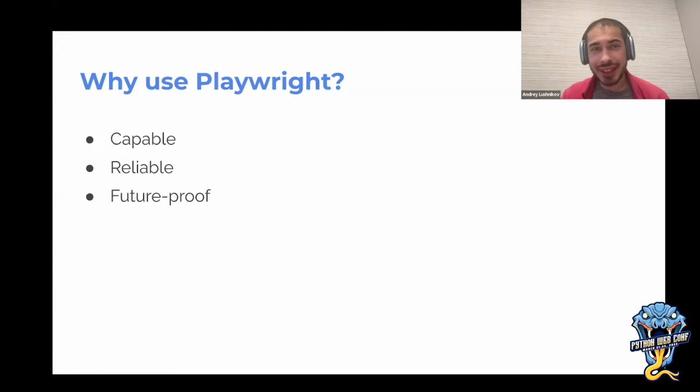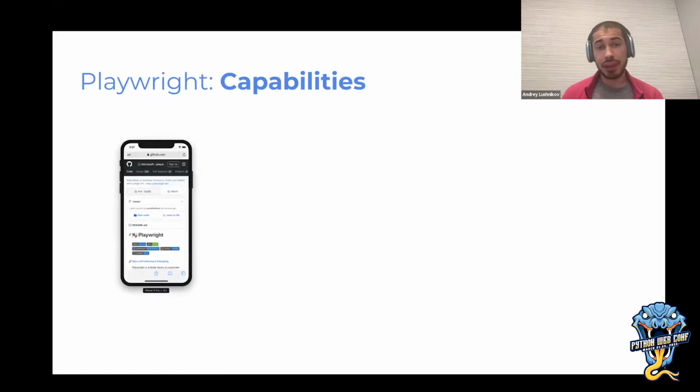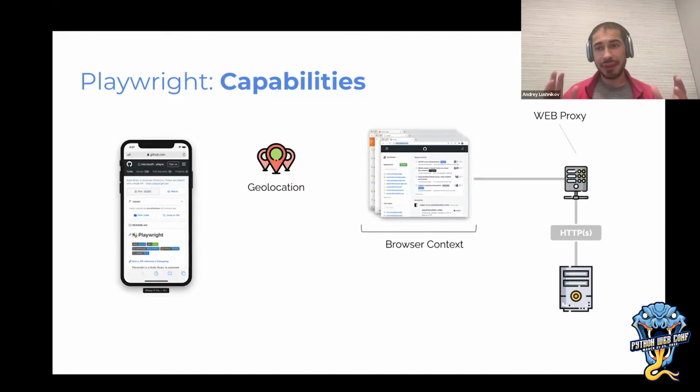So the first word is Playwright is capable, which means you can do lots of different things in Playwright, which are probably not possible in other web automation solutions. You can, for example, emulate mobile devices, such as an iPhone, using the iPhone rendering engine like WebKit. You can emulate geolocation. We have the concept of browser contexts that let you isolate browser automations or tests between each other in a very efficient manner. It's much more efficient than just relaunching a browser. And you can sniff all the network that goes inside and outside of the browser. You can set up web proxies for it.